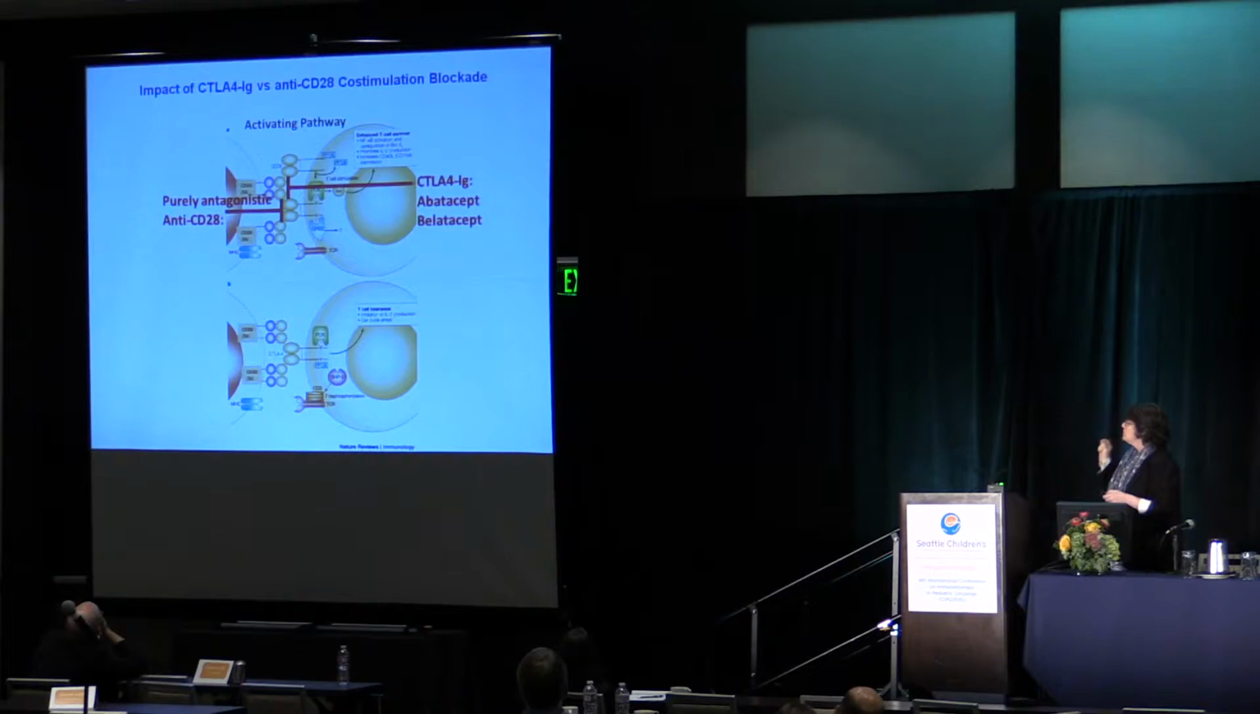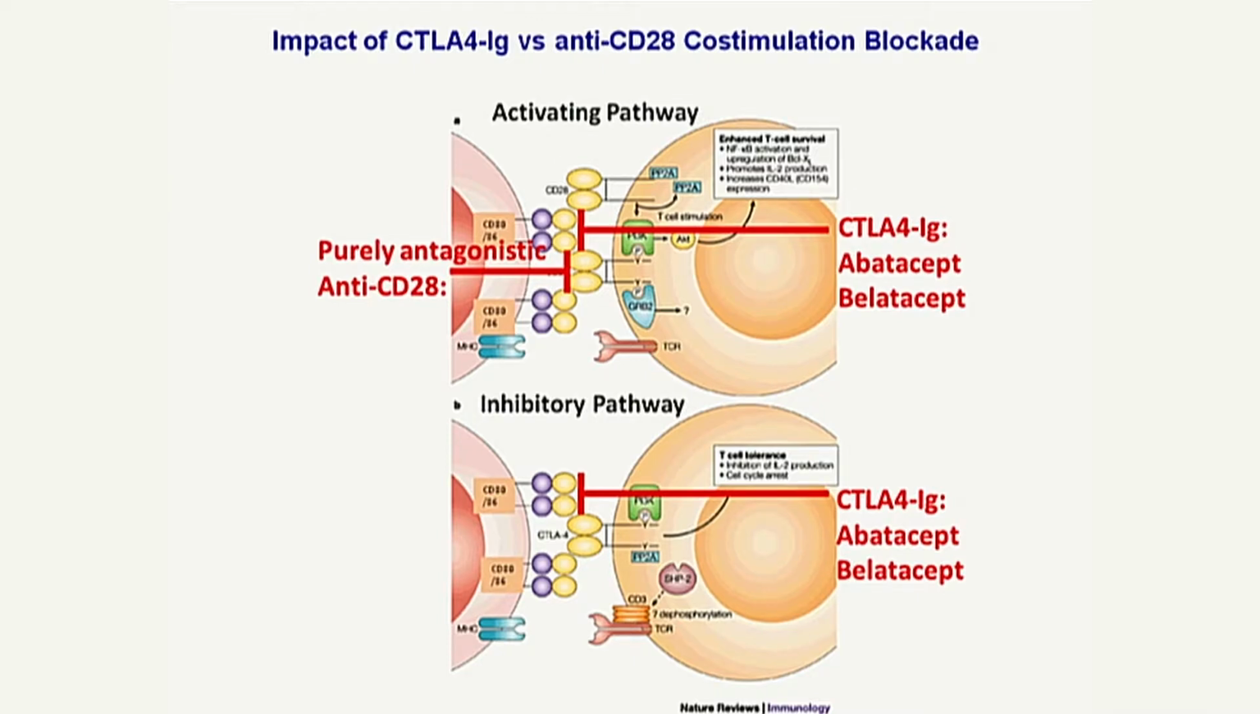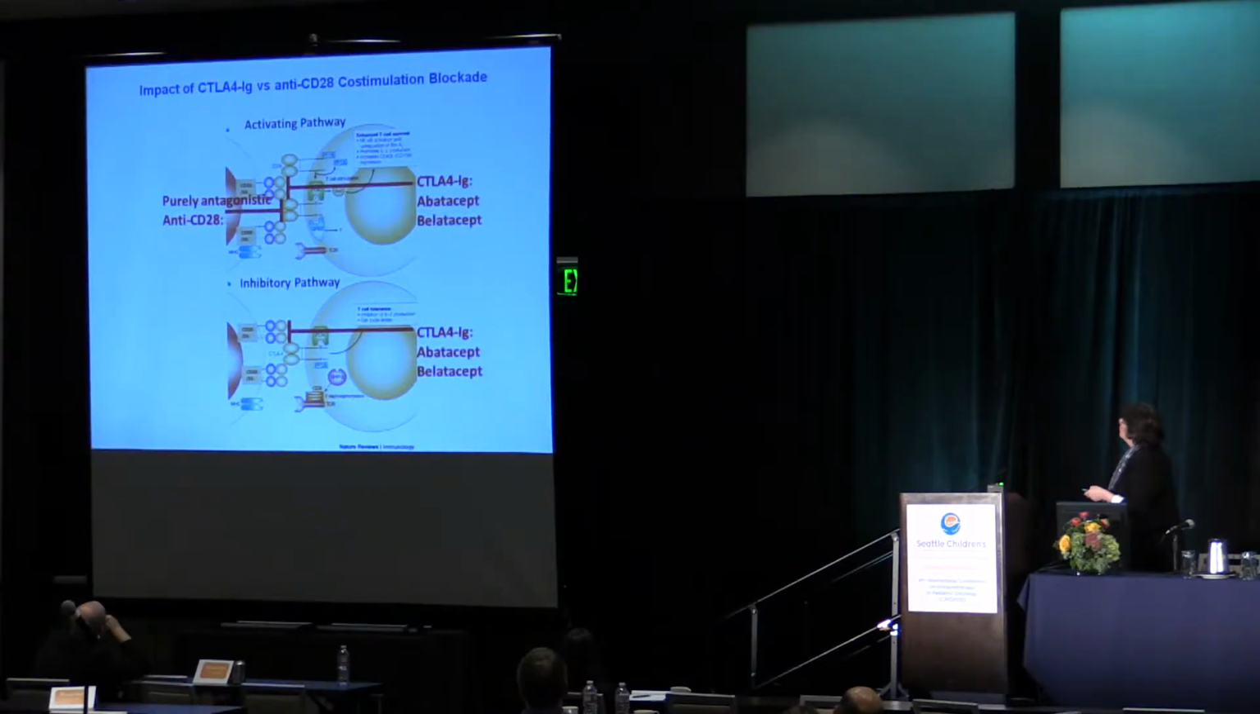There are now two different formulations of purely antagonistic single-chain anti-CD28 antibodies, and of course this is very important, being developed by both Johnson & Johnson and Bristol-Myers Squibb. Our lab has had the pleasure of working with these over the last several years, and really being able to compare these two pathways head-to-head. This is important because while an anti-CD28 antibody will be purely antagonistic to the CD28 CD80-86 pathway, CTLA-4 Ig has the propensity to also block CTLA-4. So by comparing these, we can try to dissect out the impact of additional blockade of CTLA-4. And this is what we found.